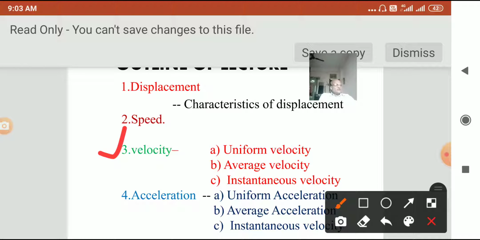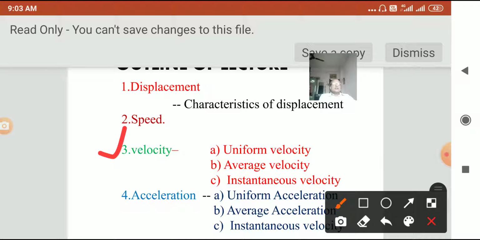If delta x is total displacement along x direction and delta t is time interval required to cover this displacement, then average velocity along x direction is v average, which is equal to delta x divided by delta t.